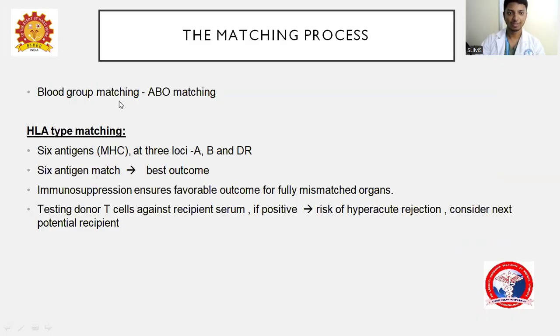Coming to the matching process, blood group matching, ABO matching, is usually done. HLA type matching, 6 antigens, the 3 loci A, B, and DR are usually matched. A 6 antigen match is the best outcome. Immunosuppression ensures a favorable outcome for fully mismatched organs. Testing donor T cells against recipient serum, if positive, carries a risk of hyperacute rejection. We can consider the next potential recipient in such a case.